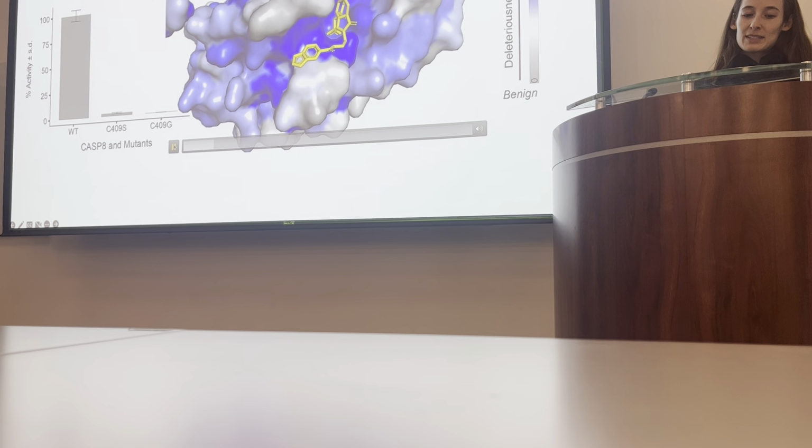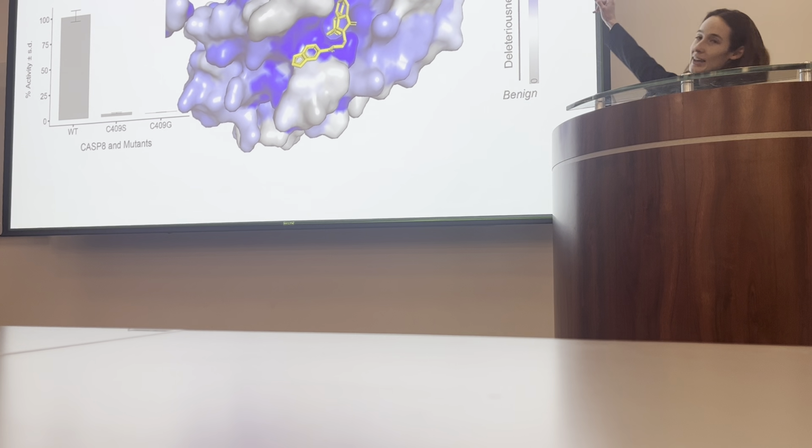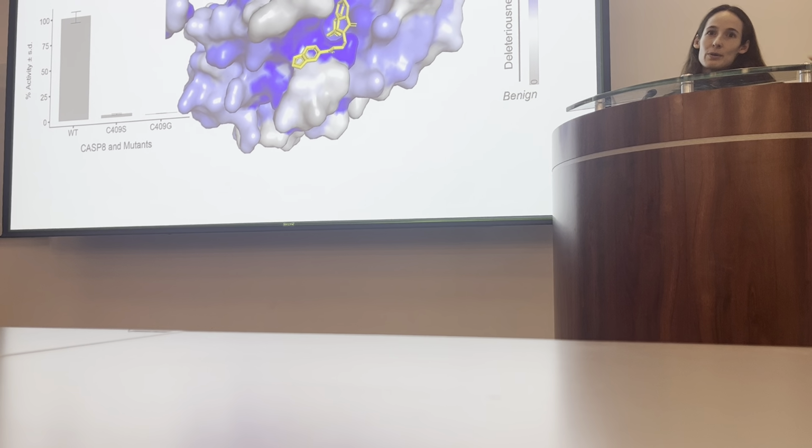So this is caspase 8, and it's colored by the CAD score. This is showing an inhibitor that's known to bind the active site of the protein. And you can see that the active site is really high CAD score, which is expected.